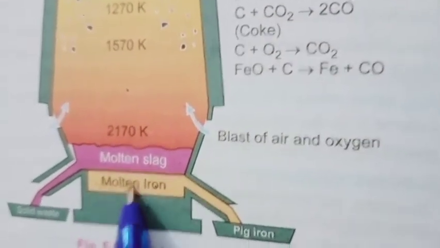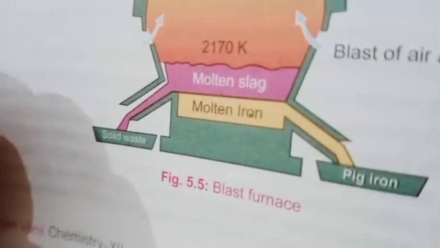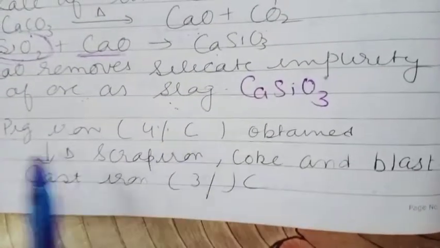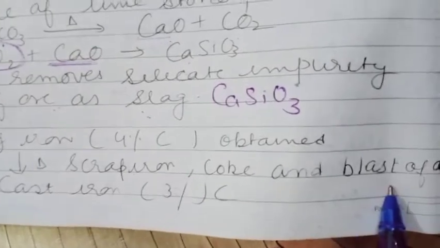This molten pig iron contains almost 4% of carbon. It is the most impure form of iron. Now if I want to remove carbon, I want to decrease the impurities of carbon, then I will heat this pig iron with scrap iron, coke, and a blast of air.